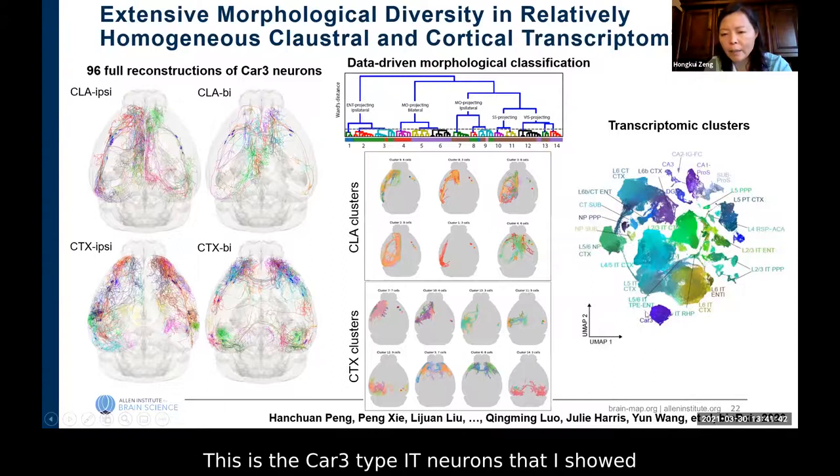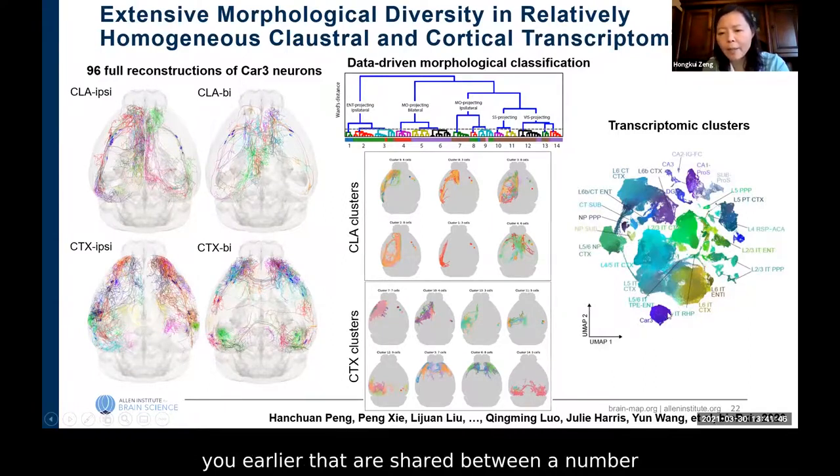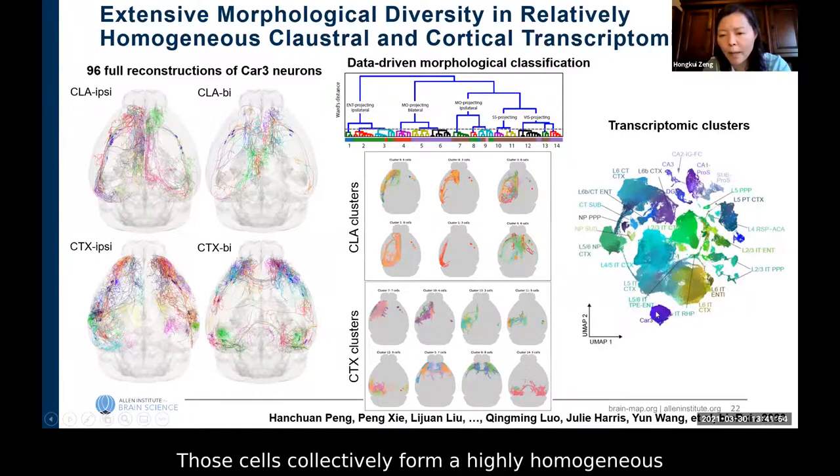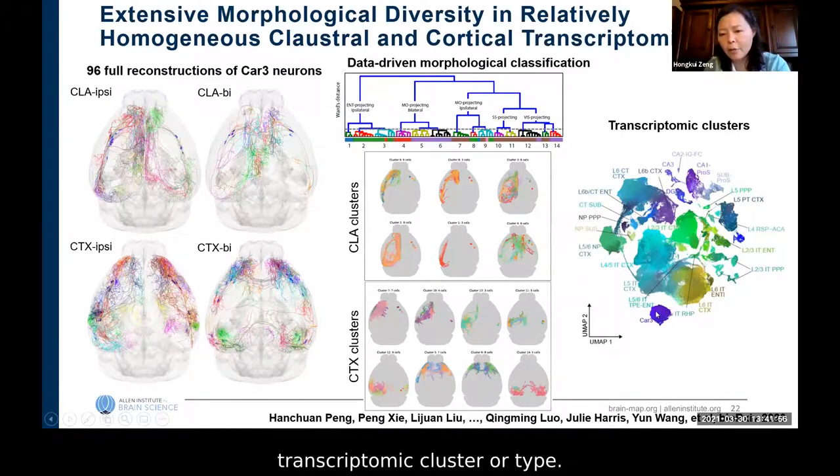This is the CAR3 type IT neurons that I showed you earlier that are shared between a number of lateral cortical areas and the claustrum. Those cells collectively form a highly homogeneous transcriptomic cluster or type.